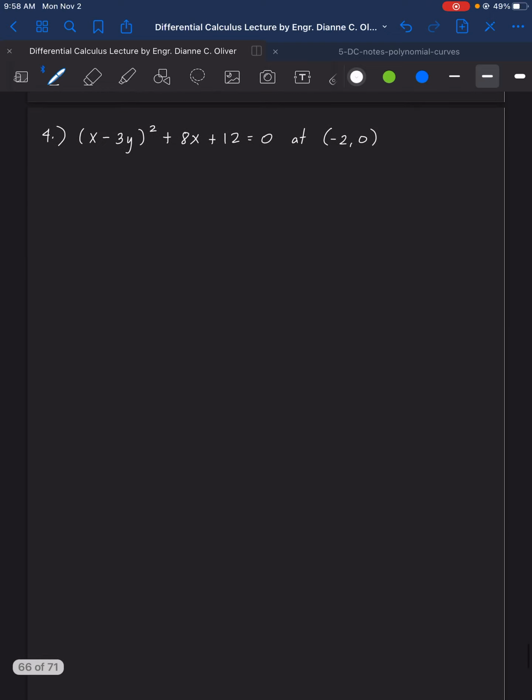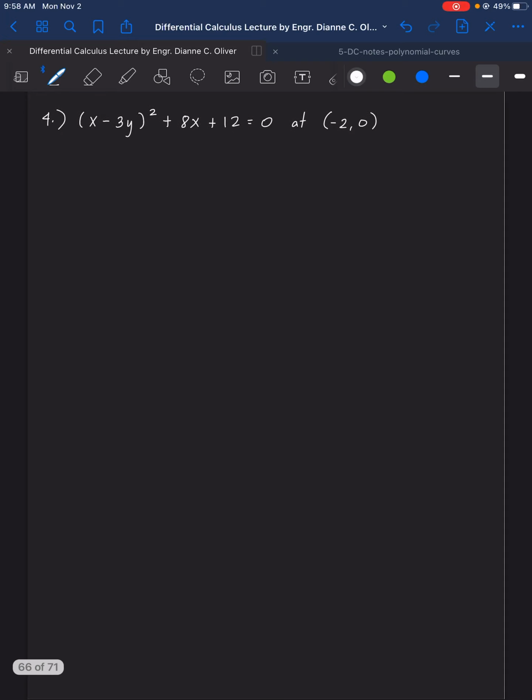Next, for example number 4. For example number 4, we have a rather more complicated equation. This is the curve: quantity x minus 3y squared plus 8x plus 12 equals 0. And we will be looking for the tangent line and normal line at point negative 2, 0. So, as you can see, we already have here x1 and y1. There's no need to solve for these two because it's already given. And knowing that there's only one point here, we only have one tangent line and one normal line to solve at this point.